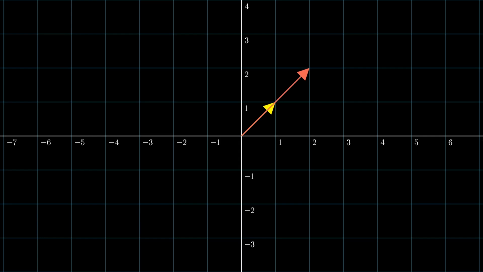Now, let's consider a different scenario. What happens when two vectors point in the same direction? Here, we have v1, shown in yellow, and v2, shown in red. These two vectors are dependent because they lie along the same line.